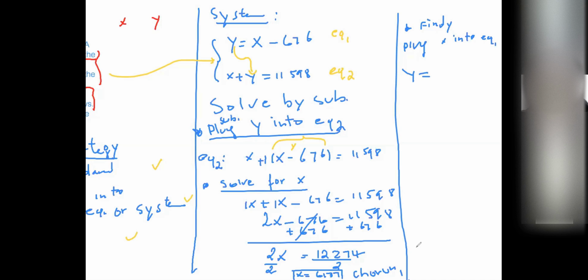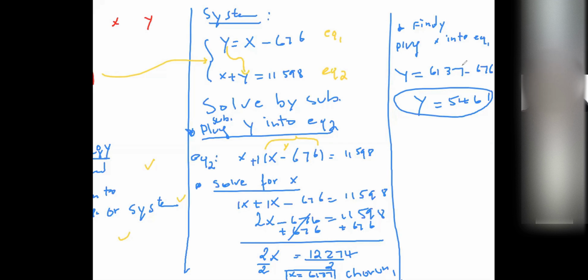So x, again, is 6,137 minus 676. Do the math again for this one. 5,461. So this is the number of performances of Beauty and the Beast.